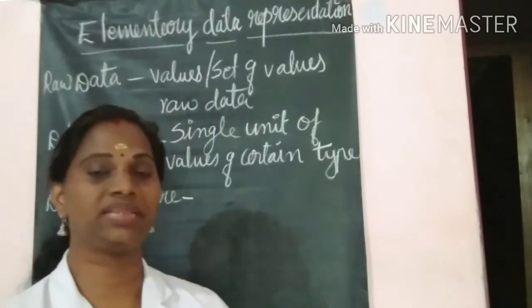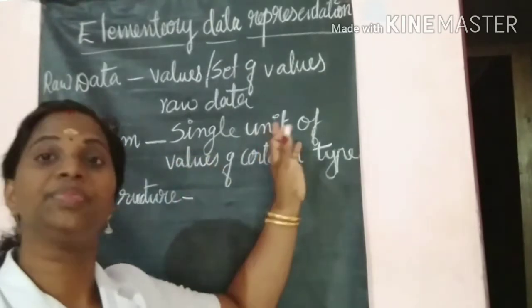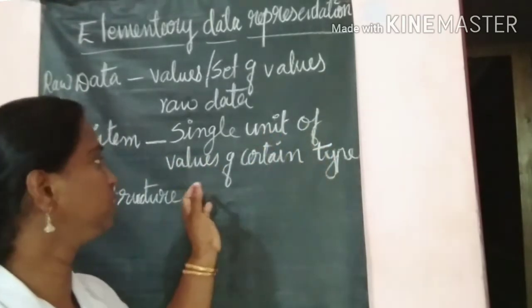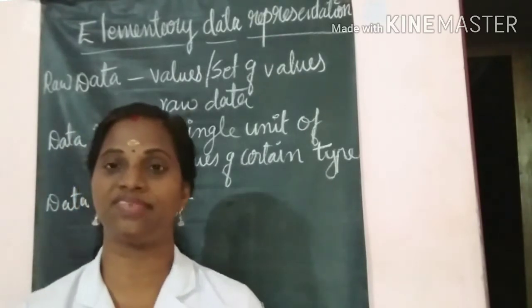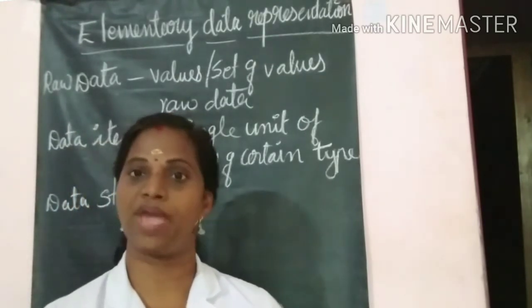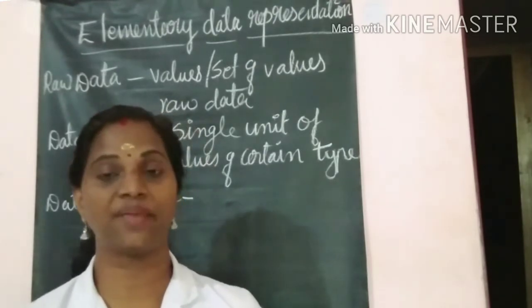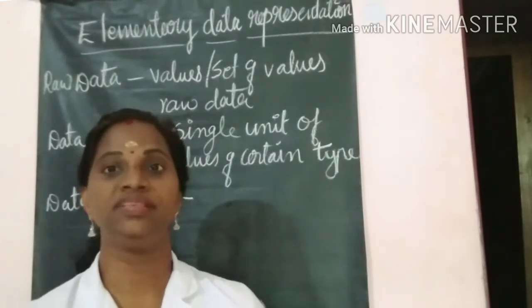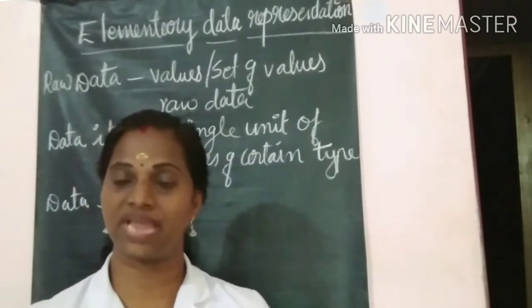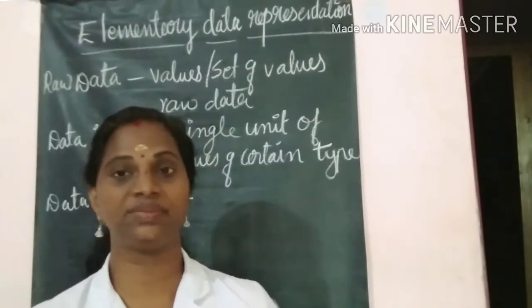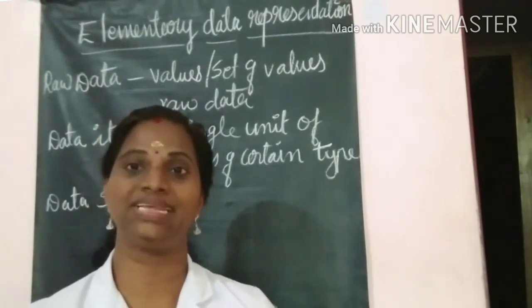Second one, data item. Data item is a single unit of values of certain type. To recap: first one, data. Data is some raw facts, which are simple values or a set of values. Second one, data item. Data items are single units of data of certain type.